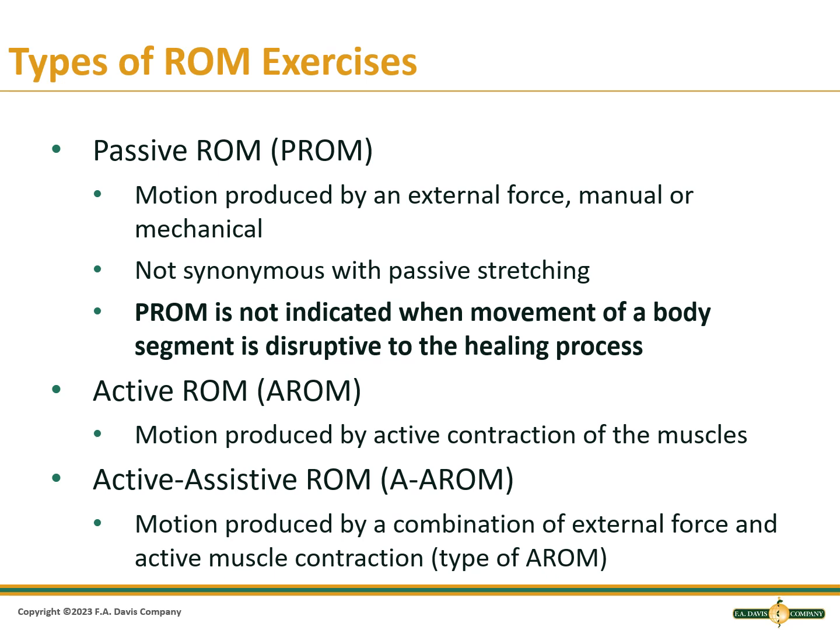Active range of motion is going to be when the motion is produced by active contraction of the muscles. So this is the motion that the patient is in full control of. And then active assistive range of motion is how we bridge the gap between the two. So this is where motion is produced by a combination of external force and active muscle contraction. So we have the patient trying to do as much as they can while we provide assistance to get through the full range.